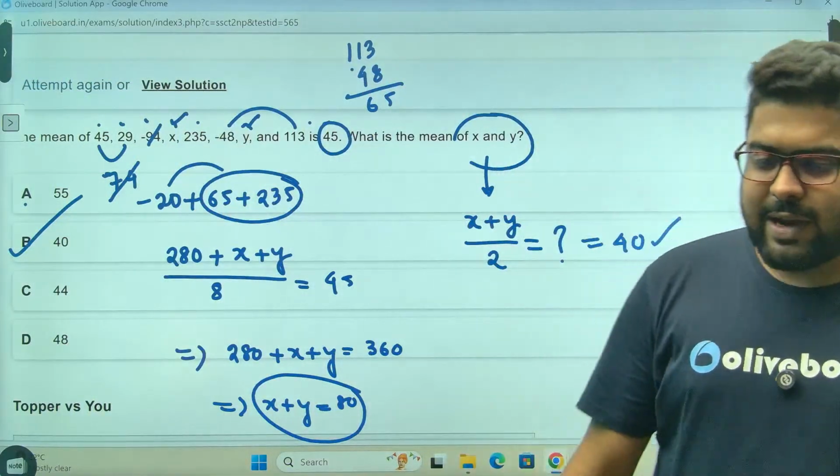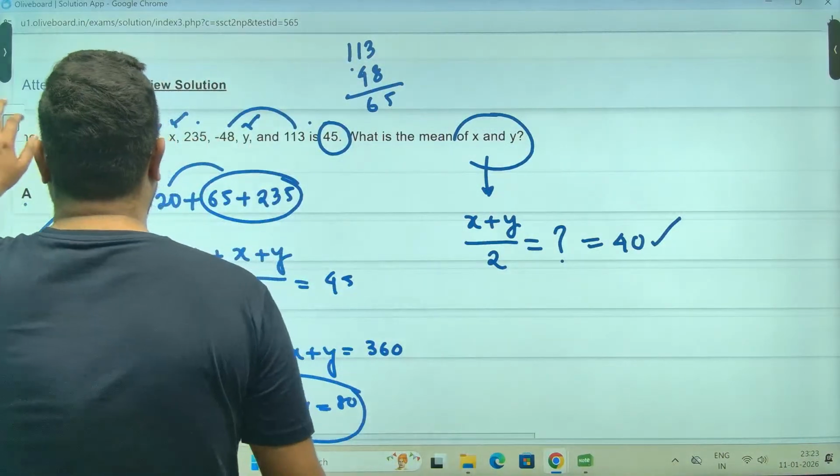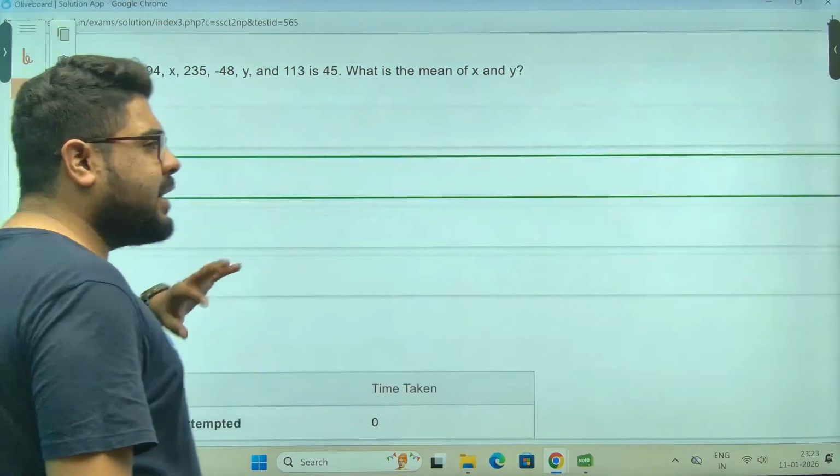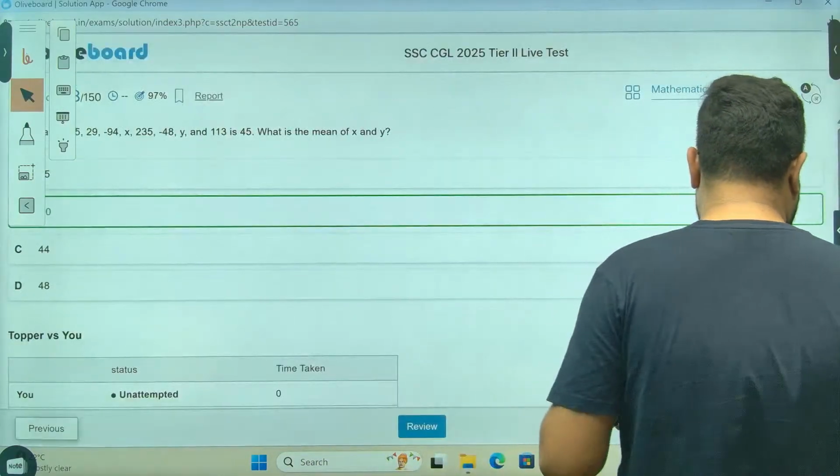It's not as difficult or as lengthy as I thought. It's very simple. Generally, these types of questions, they can give you very weird numbers to make the question lengthy. Okay? So be aware in this type.